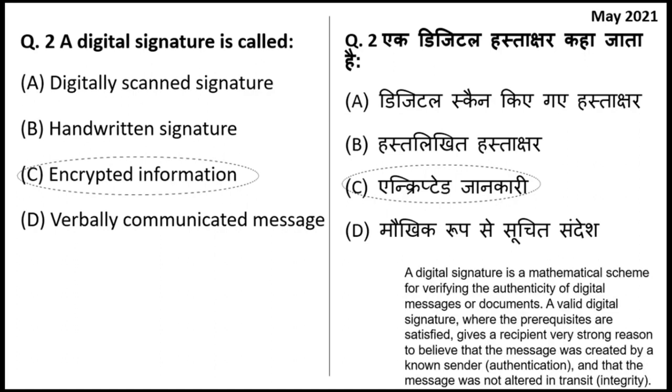So the right answer is option C. It is encrypted information. That means if it goes in the network, nobody is able to break it or change it. Okay, so here the right answer is C.